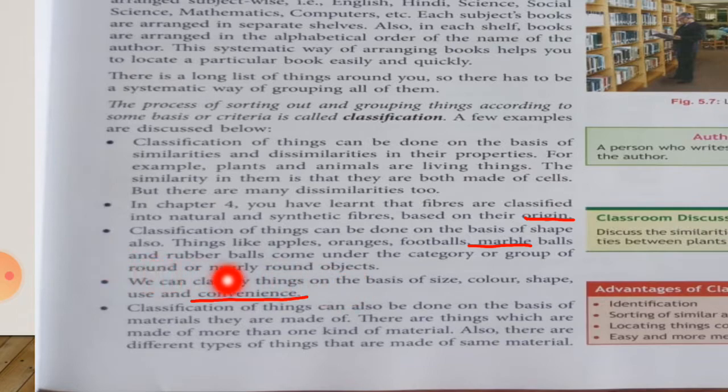Now the next point. Classification of things can also be done on the basis of materials they are made of. There are things which are made of more than one kind of material also. There are different types of things that are made of the same material. Okay. So we have seen in the fifth point that some things consist of one or more materials and some things are made of only one material.